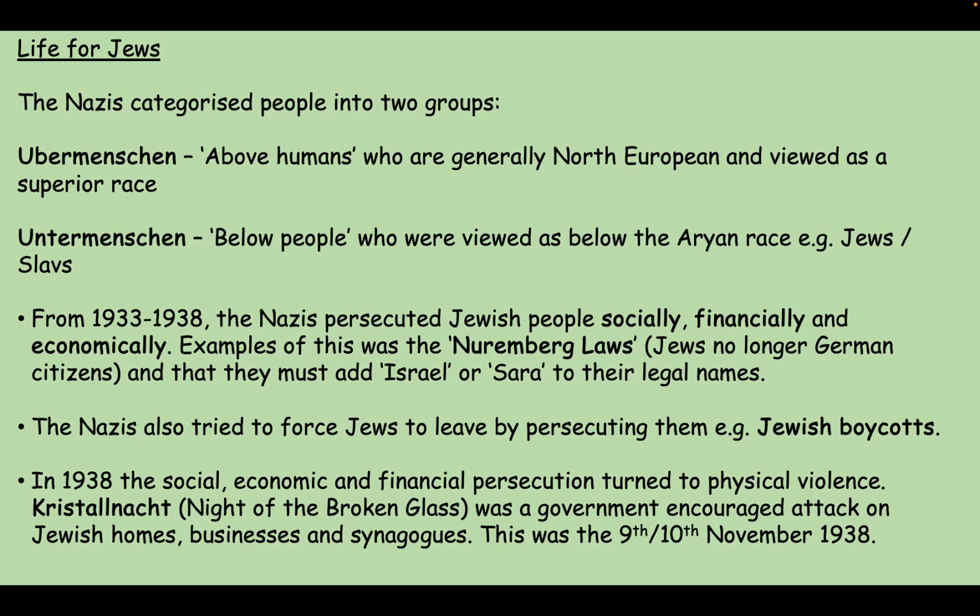But in 1938, this changes, and it changes to physical violence. So on the 9th and 10th of November 1938, we have Kristallnacht. Now, Kristallnacht translates as the night of the broken glass. And the Nazi government encouraged people on this night to attack Jewish homes, Jewish businesses, and synagogues. And in huge numbers, people do this, and they attack and brutally murder, pillage, and in some cases rape different people of Jewish faith from all over Germany.